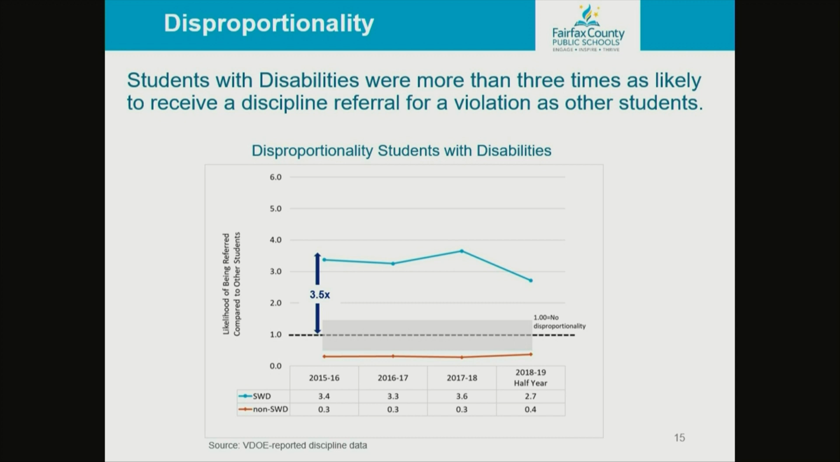So if you're within that gray bar area, typically an organization or a school division does not have to take actions, but once you're outside that area, typically it's recommended that actions address the disproportionality. You can see in this slide where we're looking at students with disabilities that they're about 3.5 times as likely to be suspended as other students in the school division. This is also true for our Black students, our economically disadvantaged students, and our males as well. They're each 3 or more times as likely to be in the VDOE violation as other students.